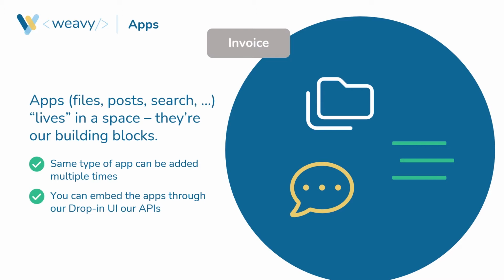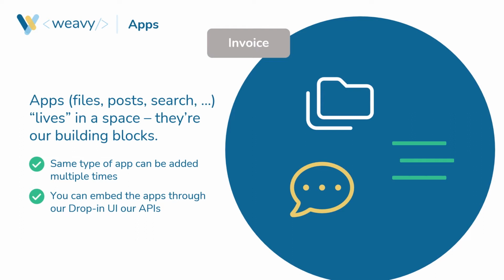So you can add one or more apps, and they can be the same apps. You can have several file apps. You can have several post apps for different reasons. Because let's say in your app you have, obviously, different permission levels. So when I look at this invoice, I have different permissions for what I can do.